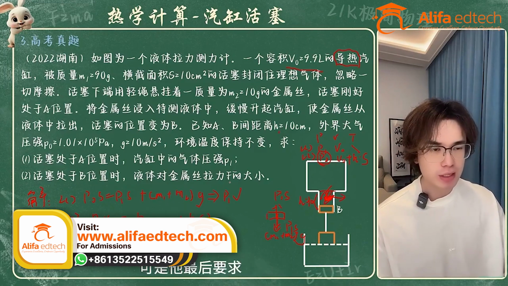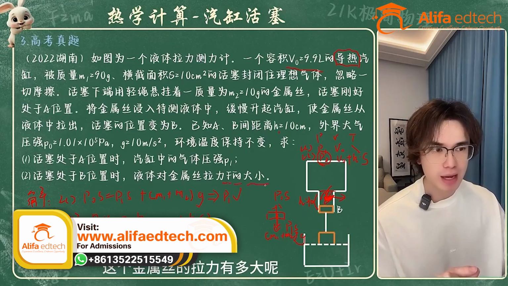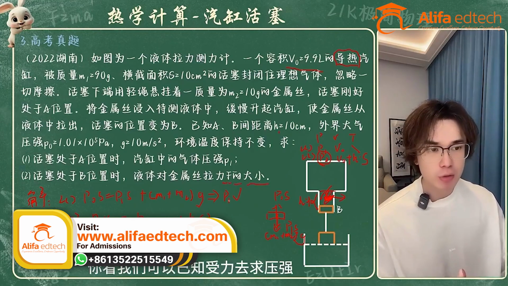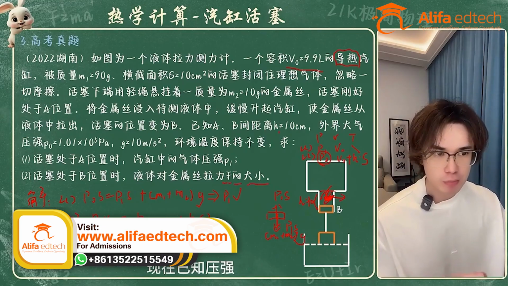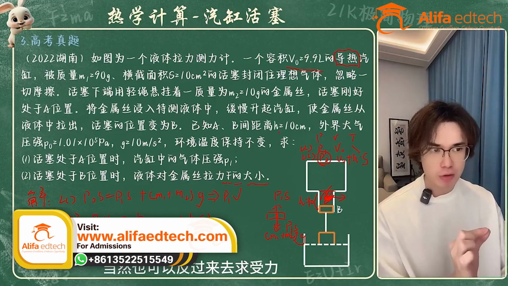Okay, now P2 is a known value, but in the end what we need to find is the tension in the metal wire. You see, we already know we can use the force to find the pressure, and now that we know the pressure, of course, we can also work backwards to find the force.